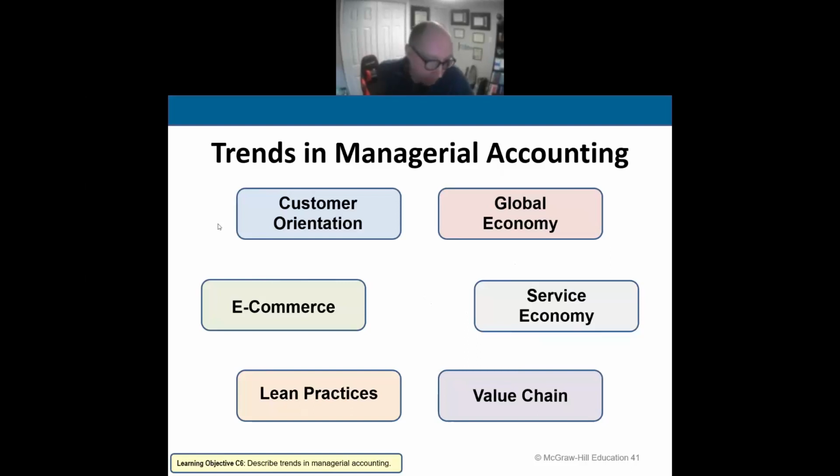In managerial accounting, well, I guess in most businesses, right? Everything's customer oriented. It should be. I mean, the customer should be at the center of everything our business does. We want it to be that way. It's so important. Everything revolves around the customer. Customer is the reason why our business exists. These are just trends in accounting. Customer oriented.